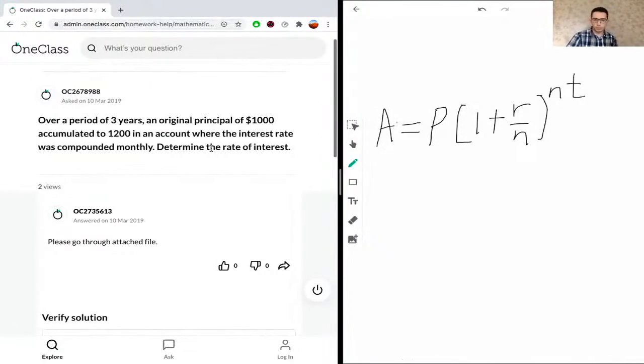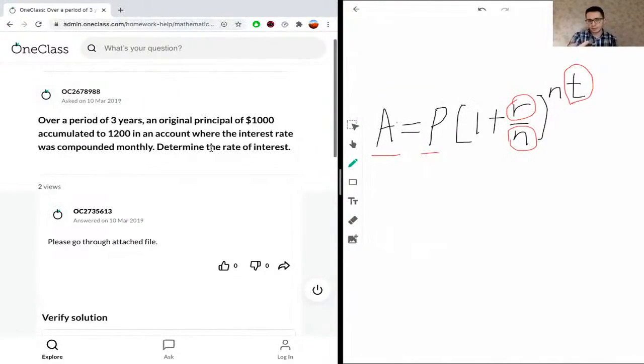So A is the total accumulated, P is the principal. I'll underline those. A, the total accumulated, would be 1,200 in this case. P is the principal, which here is 1,000. 1 is just a constant. R is the interest rate, that's what we're trying to solve. N is the number of times the amount is compounded per T. T here is the period, or however the question defines it.